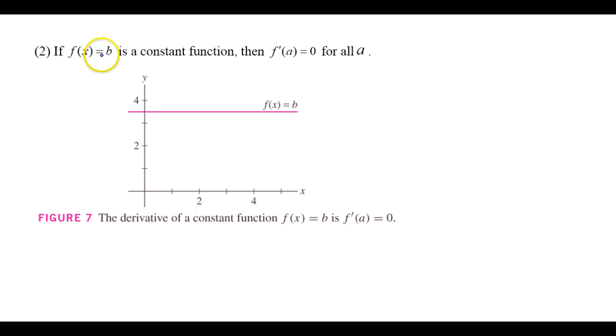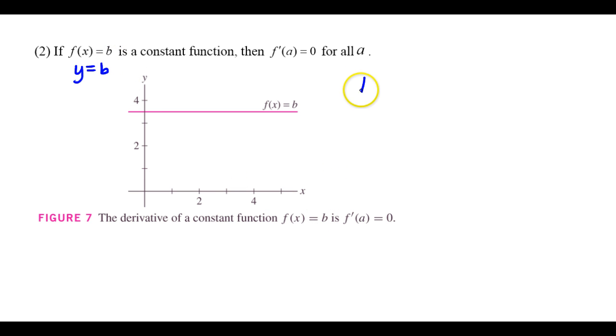If f of x equals b is a constant function, then f prime of a equals 0 for all a. So f of x equals b is a constant function. So another way to write this is that if we're looking at the function y equals b, where b is some number, well, that's just a horizontal line. And remember, the derivative of any line, any linear function, is the slope of that line. So horizontal lines have slope 0. So no matter what x value we substitute in, the slope of the horizontal line will always be 0. So the derivative of a constant function is always 0.